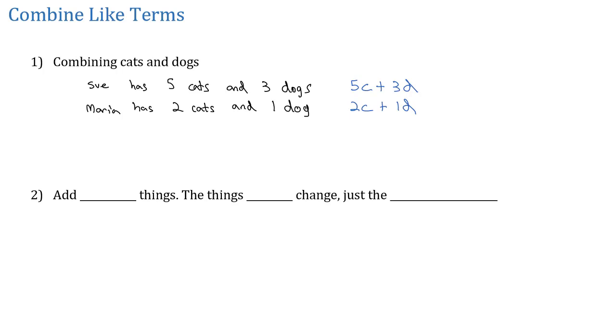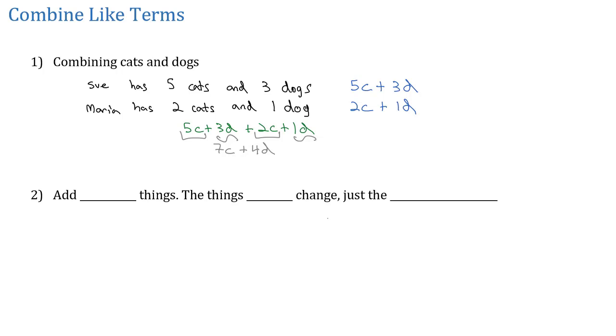If we wanted to combine these together all in a big pet park, we would have 5c plus 3d from Sue and 2c plus 1d from Maria. All together, the 5 cats and the 2 cats could be combined to say there's a total of 7 cats. The 3d and the 1d can be combined together to say there's a total of 4 dogs. But notice we do not combine together the cats and the dogs.